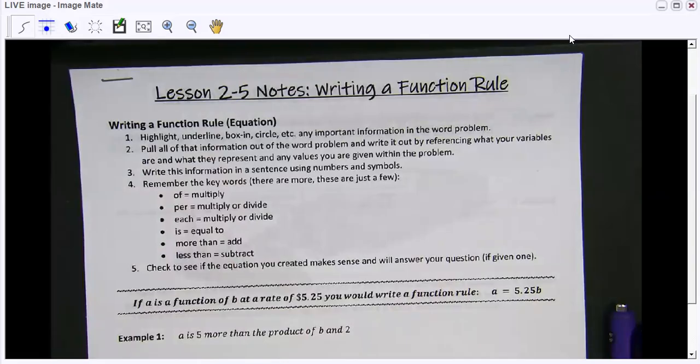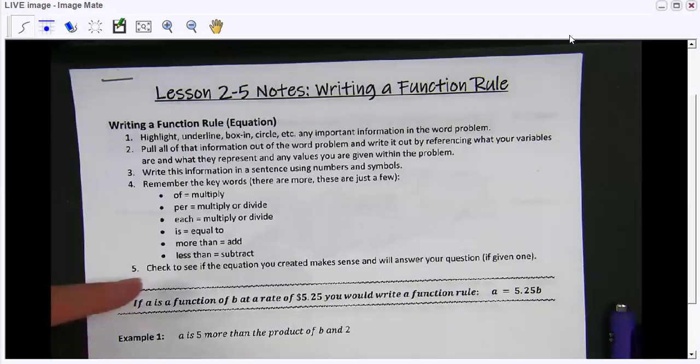I also will substitute in symbols and numbers within the problem. So for example, of is multiply. So if I see of, I'll write a raised dot to represent multiply. Per can sometimes be multiply, sometimes divide, same with each. Is means equal to. So a lot of times when I see the word is, I'll put an equal sign. More than means add, less than means subtract.